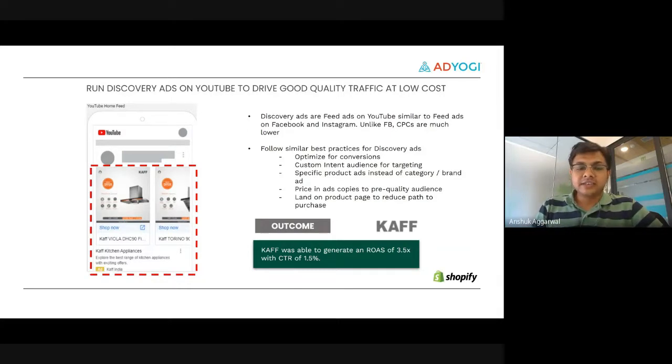This is called discovery ads. Now, some of you would have noticed that when you scroll on YouTube, you see these nice carousel ads, which are very similar to the carousel ads on Facebook. This is still an early mover advantage because not many brands are still advertising on YouTube so much. So what we see is when you run discovery ads, the CPCs are much lower, sometimes even as low as 2 rupees, 3 rupees, 4 rupees. So highly recommended to run discovery ads on YouTube.